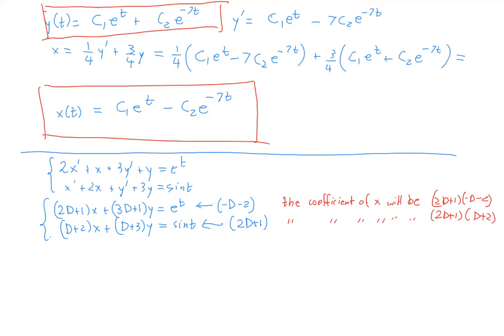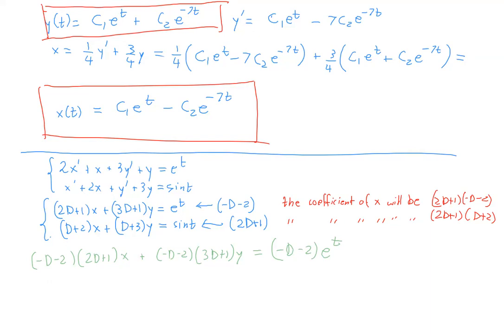However, let me show you how the first multiplication is going to happen. So let me actually do the first multiplication for you. So what is it going to look like? You're going to have (minus D minus 2) times (2D plus 1) x plus (minus D minus 2) times (3D plus 1) y is equal to (minus D minus 2) times e to the t. Okay, that's what you're getting.